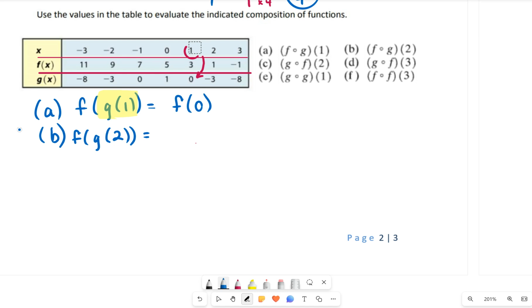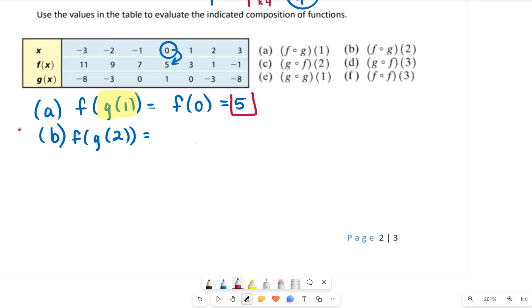Okay? Notice I erased. Let me go ahead and erase these lines for a second. And now I'm asked to evaluate f of 0. So that means I need to start at 0 and go to the f function, which in this case is a 5. So I'll put 5 right here, and that is my final answer.